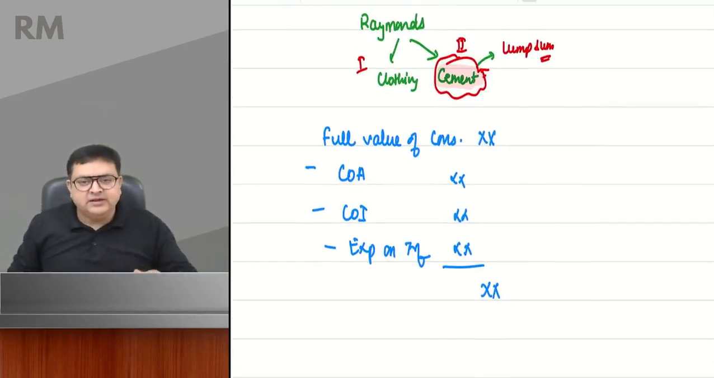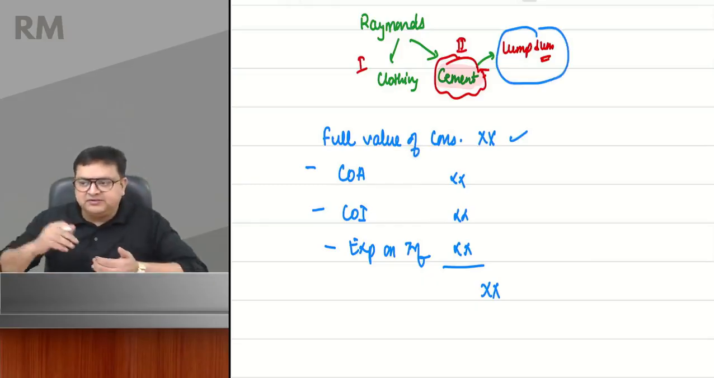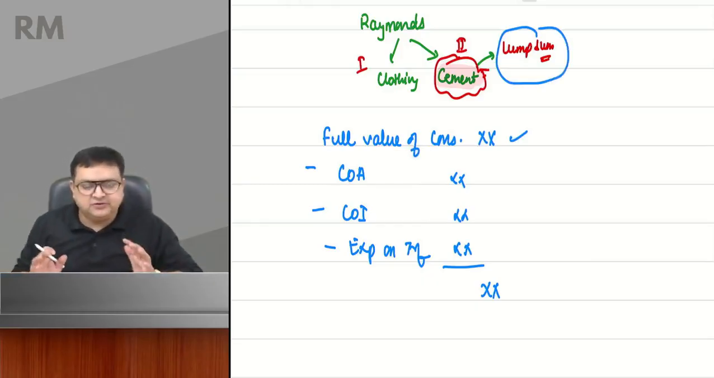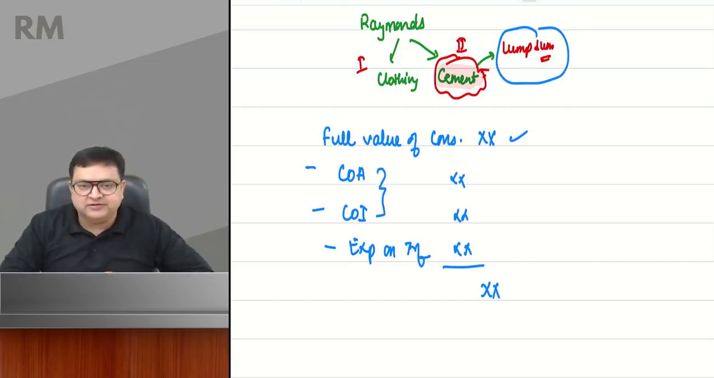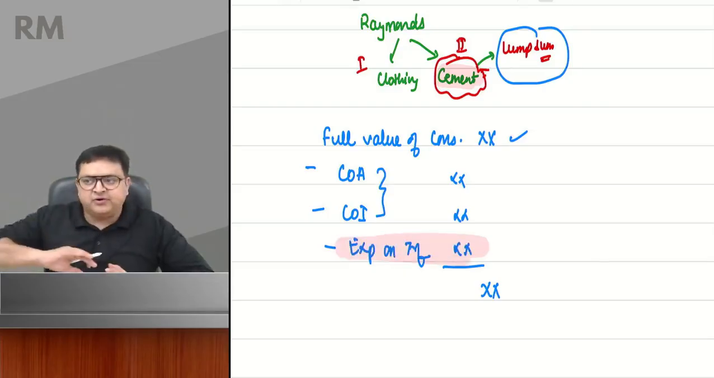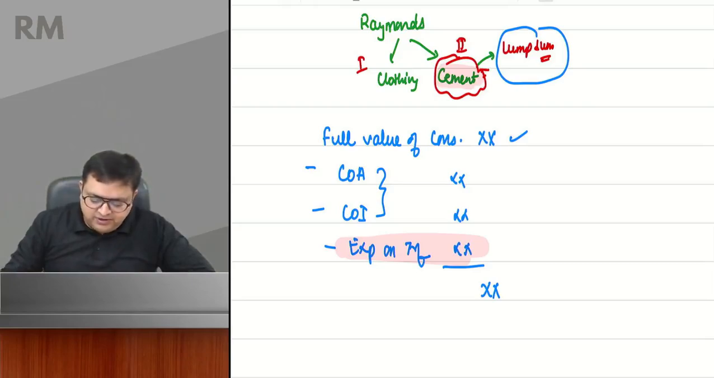But here the issue is that full value of consideration we can get, it is the lump sum amount, which is the selling price of this entire undertaking. Now the problem is with these two: cost of acquisition and cost of improvement. Expenses on transfer we are okay with, because if we sell for a lump sum consideration, there might be some expenses.